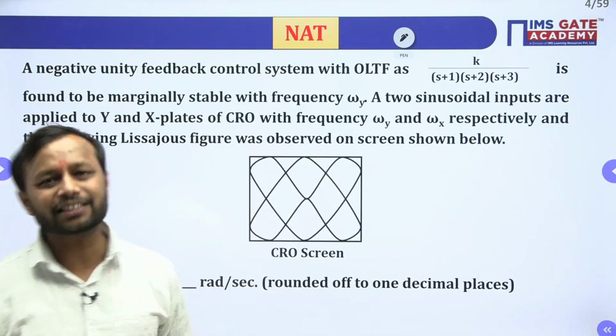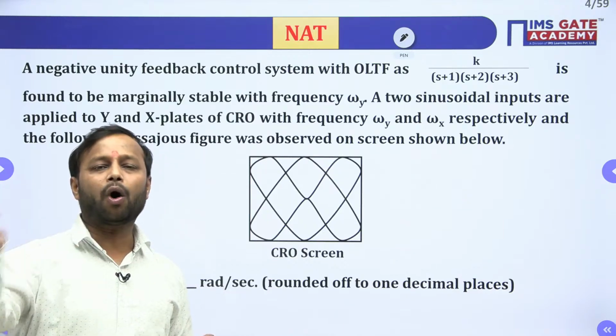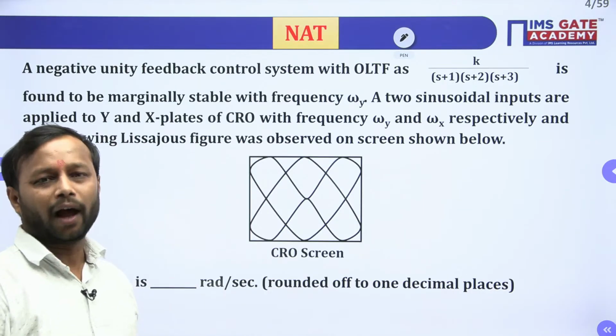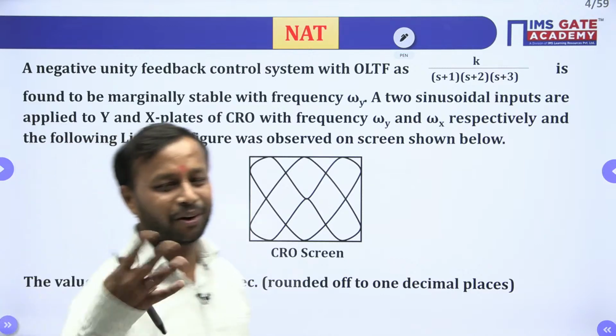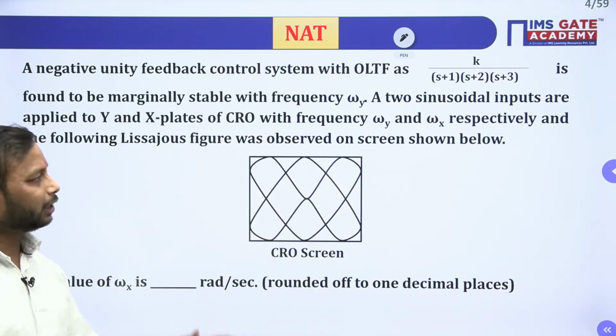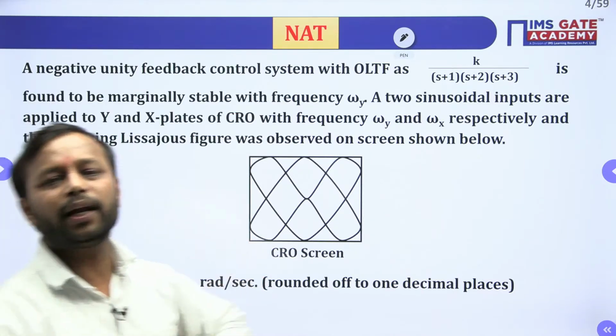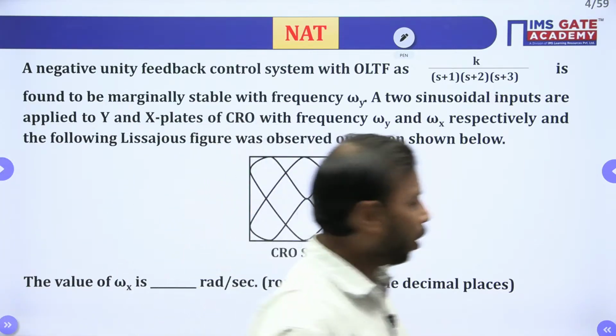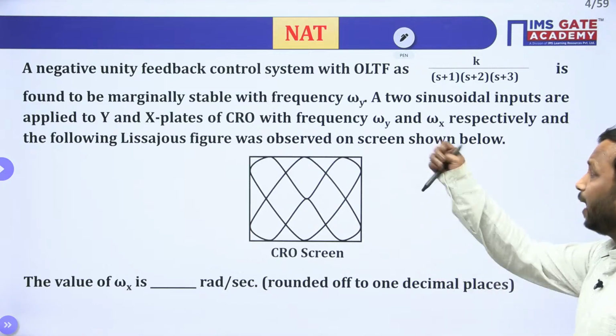The first one is control system, which has already been covered by Ankur sir, and the measurement, as you know, I am taking this one. So this question is basically a combination of the two subjects. Read the question first, and this is a NET type of question.